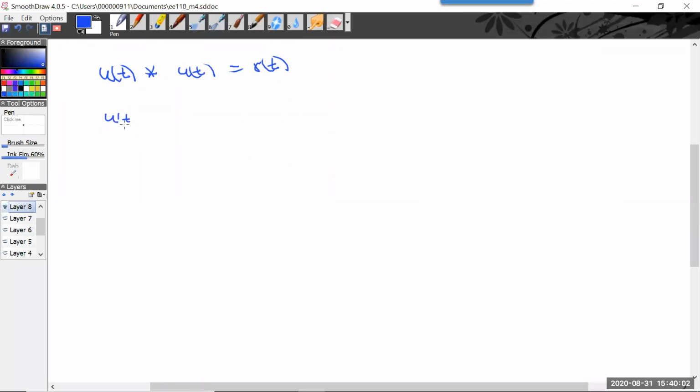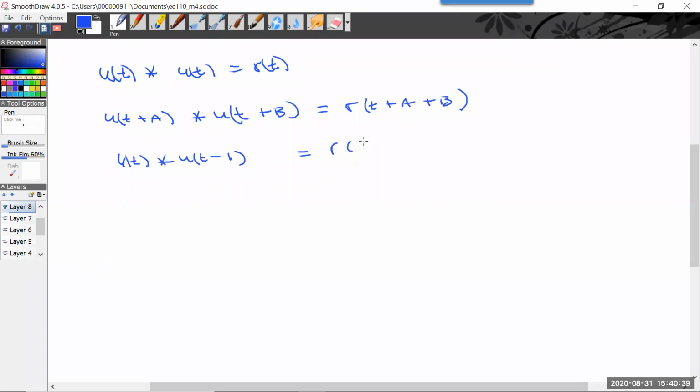Well, really, this would be it generically. You just sum those delays. So, for example, u(t) convolved with u(t minus 1), well, we sum the delays. 0 minus 1 is minus 1, and we get r(t minus 1).